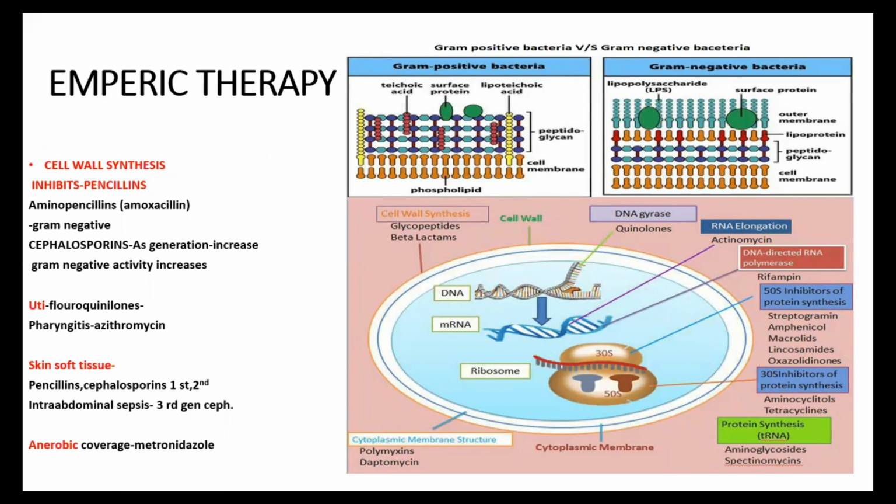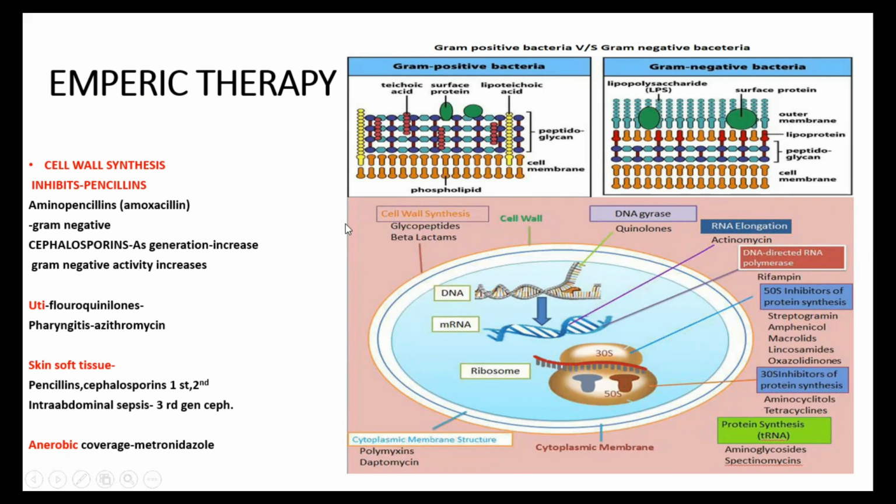When we see the cell wall of gram-positive bacteria, it has a cell membrane and peptidoglycans, whereas gram-negative bacteria have a cell membrane, peptidoglycans, and an outer lipopolysaccharide membrane. So cell wall synthesis inhibitors are effective against gram-positive bacteria, whereas less effective against gram-negative bacteria because of the lipopolysaccharide membrane.